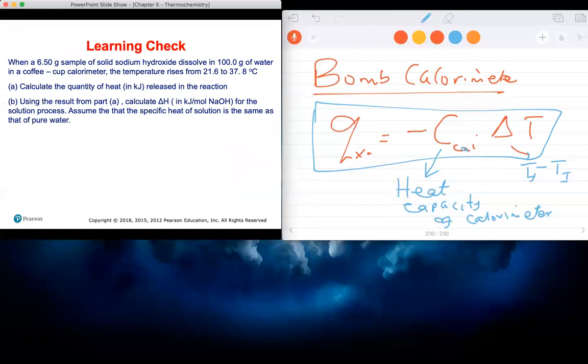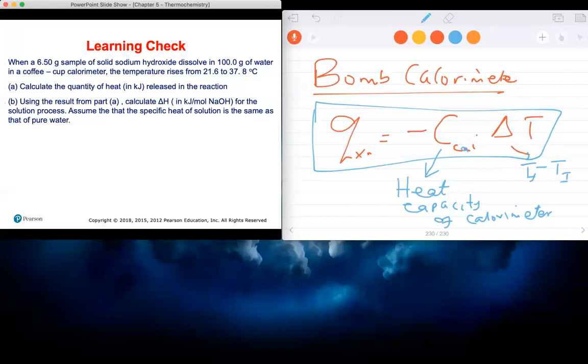Let's see if the first equation or second equation will be applicable for this. When a 6.5 gram sample of solid sodium hydroxide is dissolved in 100 grams of H2O in a coffee cup calorimeter, the temperature rises from 21.6 to 37.8 degrees Celsius. Calculate the quantity in kilojoules released in the reaction.